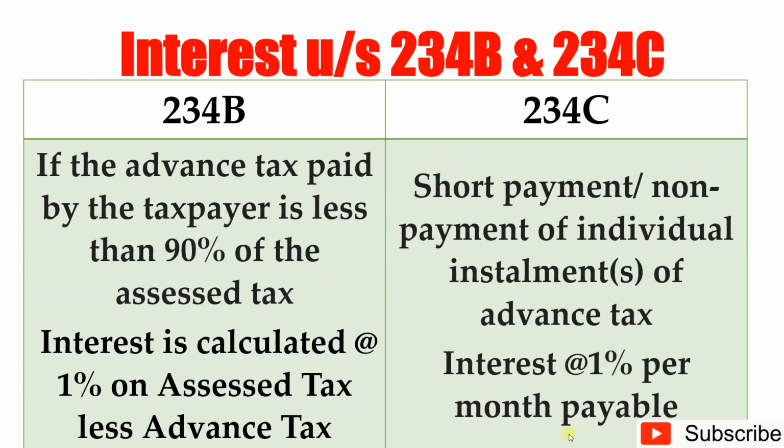Suppose we fail to make the payment of advance tax, then what will happen? If we fail to pay the advance tax or the paid amount is less than the amount as per the calculation, then we have to pay interest. That interest is calculated as per two sections, section 234B and section 234C. The 234B means if the advance tax paid by the taxpayer is less than 90% of the assessed tax, interest is calculated at the rate of 1% on assessed tax less advance tax paid.